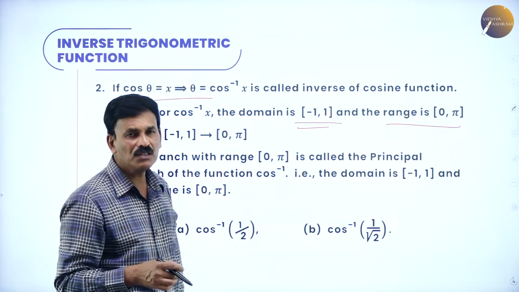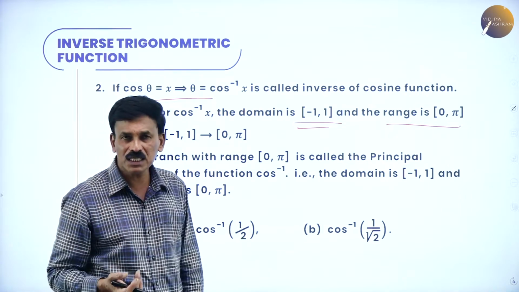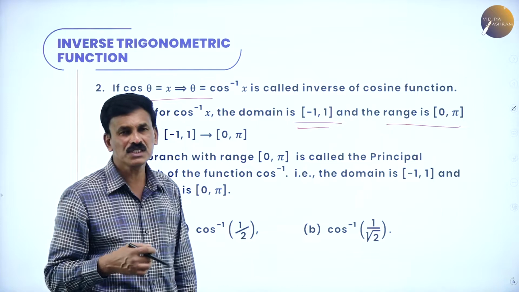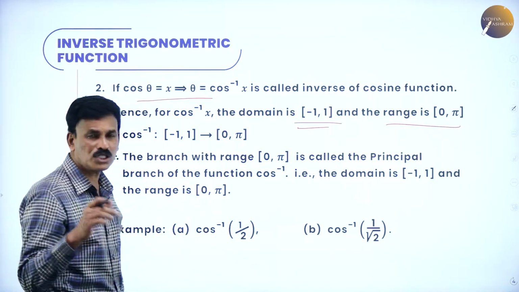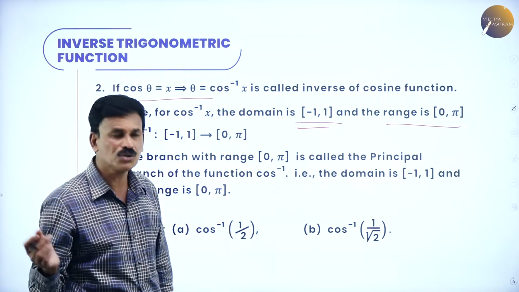See, for sin inverse x and cos inverse x, the domain is minus 1, 1, whereas the range for sin inverse x is minus pi by 2, pi by 2, whereas for cos inverse x, the range is from 0 to pi. Keep it in mind, very important. They ask one more question for domain and range for sin, cos, tan, cot, secant and cosecant.